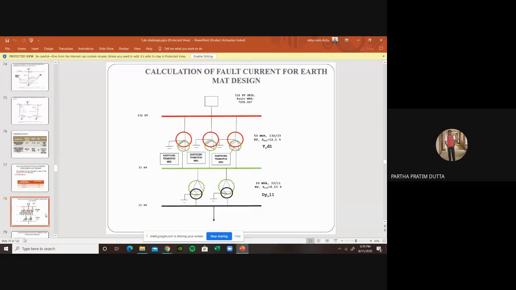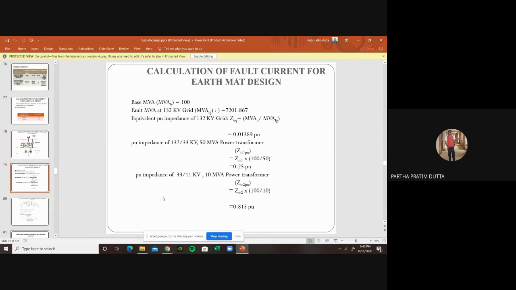Suppose it is being given, and there is a fault current calculation of ATMAT design, 132 kV grid fault substation. There is 3 into 50 MVA transformers, and it is a vector diagram. Impedance is 12.5%. Now it is feeding to a 33 kV substation, 2 into 10 MVA transformers, where percent impedance is 8.15, DYN 11. So in that particular case, you see the calculation of fault current in ATMAT is very interesting.